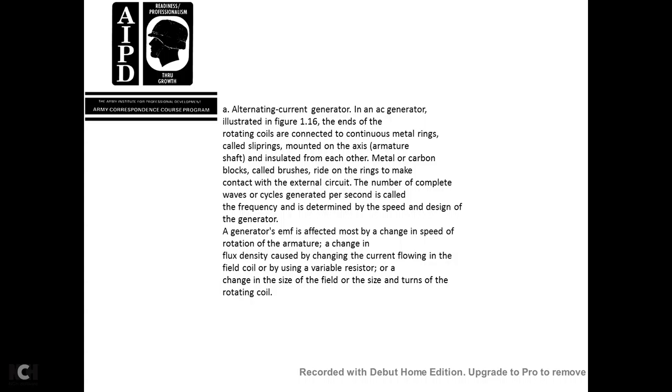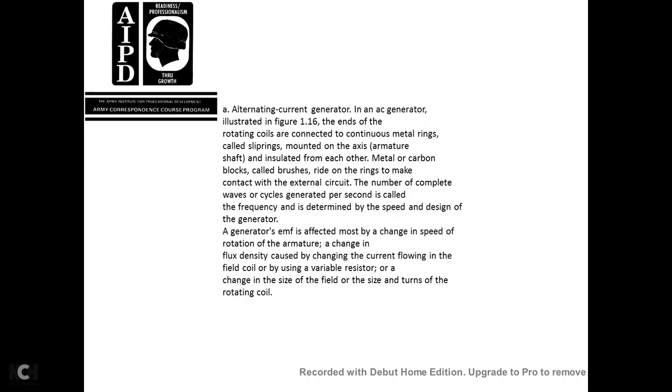An alternating current generator, an AC generator, is illustrated in figure 116. The ends of the rotating coils are connected to continuous metal rings called slip rings, mounted on the armature shaft and insulated from each other. Carbon blocks called brushes ride on the rings, providing contact with the external circuit.